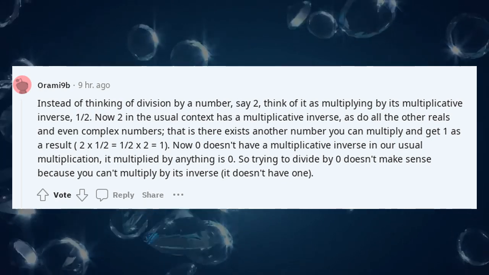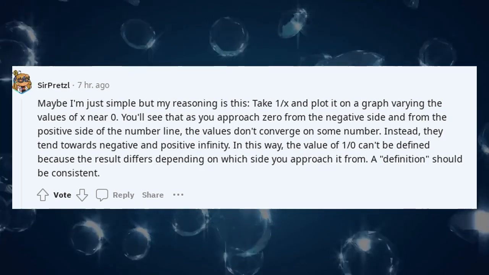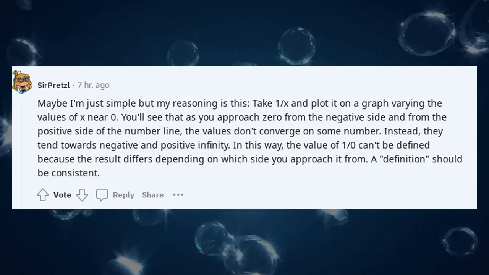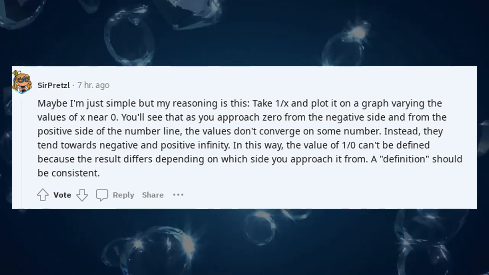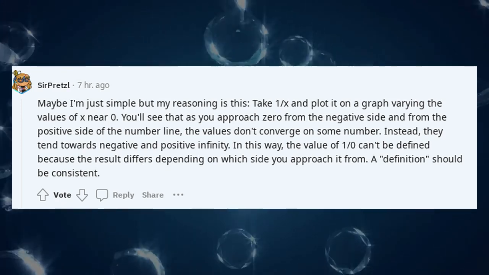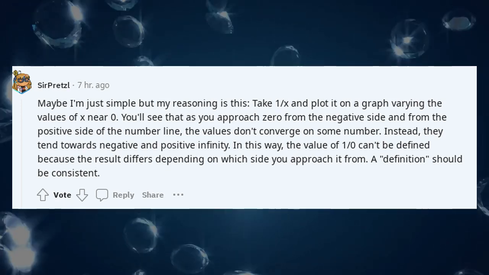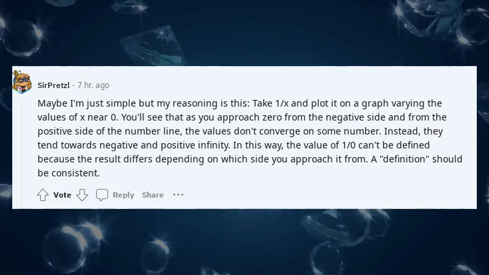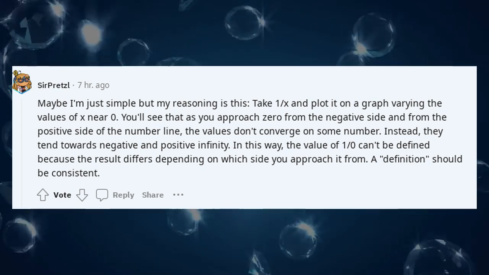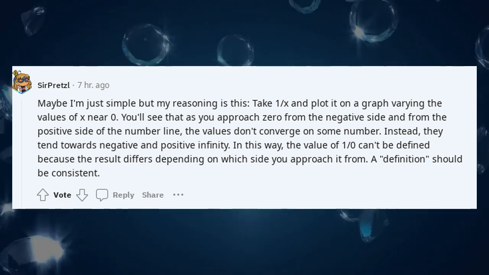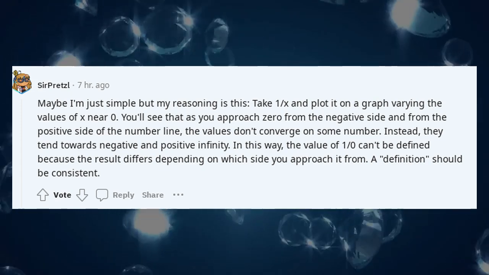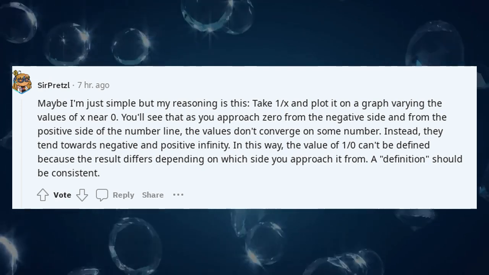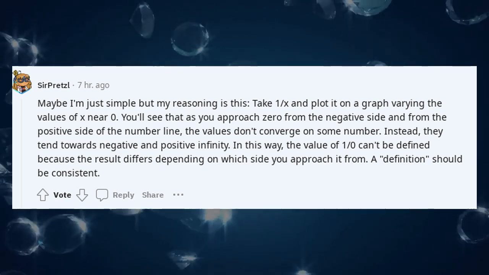It doesn't have one. Maybe I'm just simple, but my reasoning is this: take 1/x and plot it on a graph varying the values of x near 0. You'll see that as you approach 0 from the negative side and from the positive side of the number line, the values don't converge on some number. Instead, they tend towards negative and positive infinity. In this way, the value of 1/0 can't be defined because the result differs depending on which side you approach it from. A definition should be consistent.